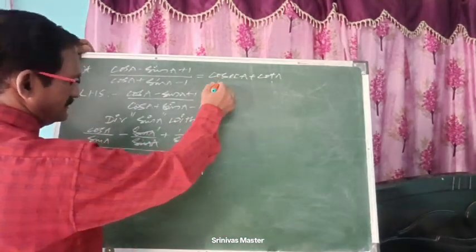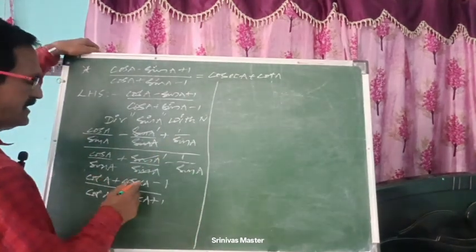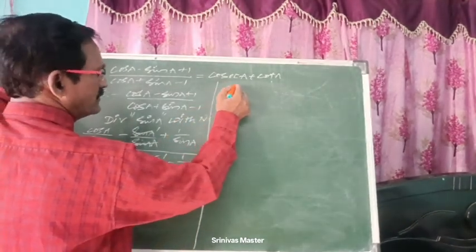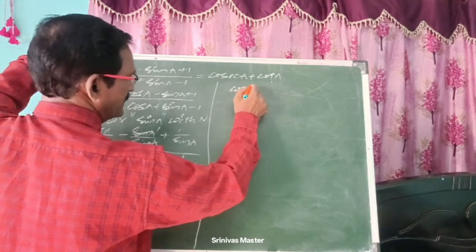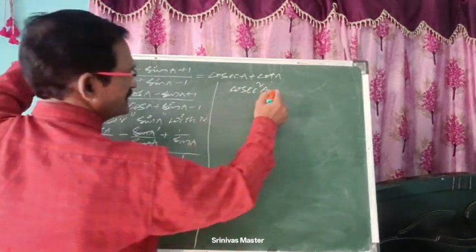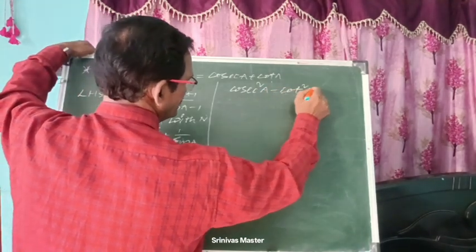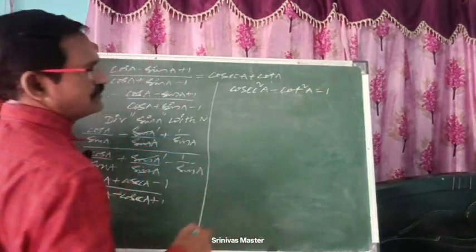See children, here I am writing. That means cot A plus cosec A, according to the identity. That identity I am writing here: cosec square theta, in terms of A, cosec square A minus cot square A.